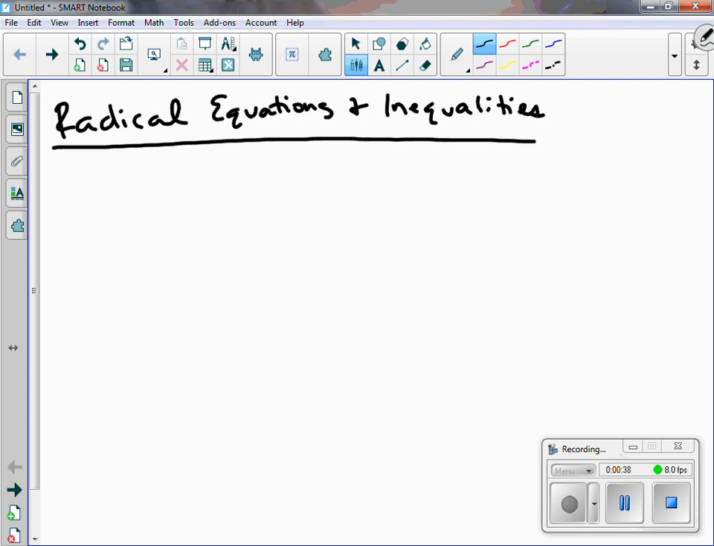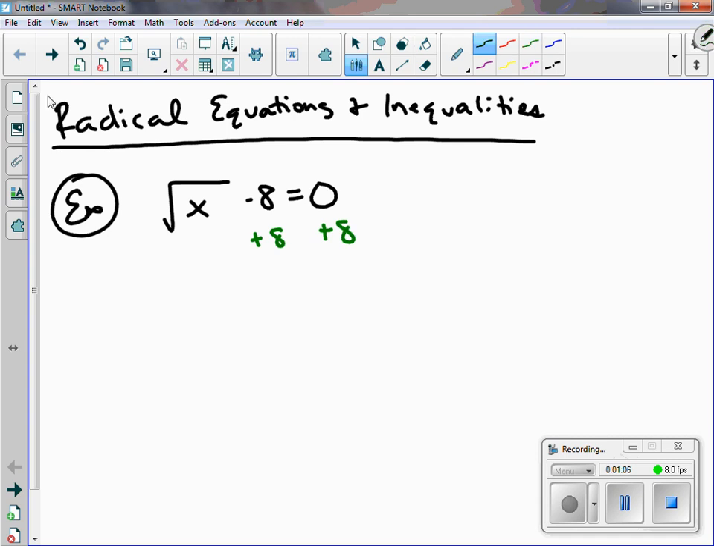For instance, if I were to have the square root of x minus 8 equals 0. So in this case, my variable is attached to the radical. And since I have that additional 8 on that side, I'm going to have to move it. So your first goal here is to get the radical by itself on one side. So in this case, I'm going to add the 8. And now I have a situation where I've got the radical alone on one side. So I'm going to go ahead and square both sides in order to get rid of that radical. So x equals 64.